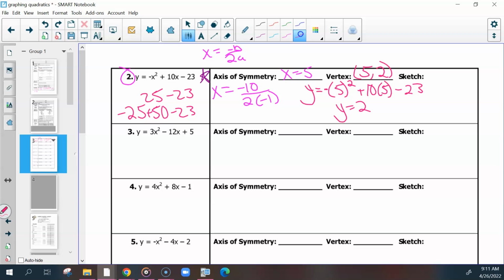So then your vertex would be at the point 5, 2. Would this face up or down? Down, because this is negative, your a value. So our vertex, we could put that point at 5, 2, and it would face down.